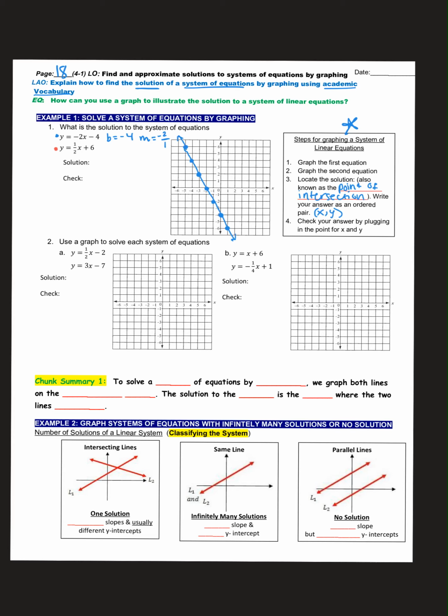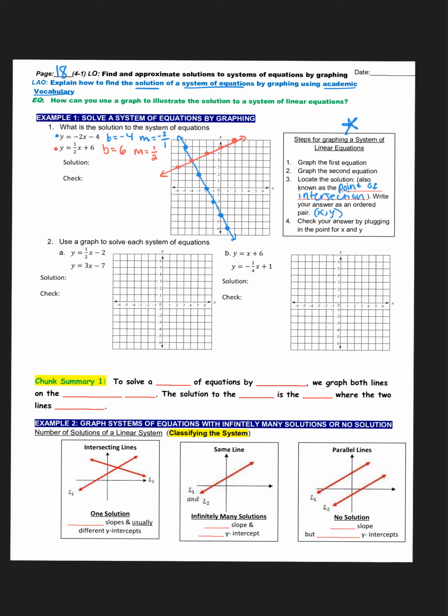Now let's do the red equation. So the red equation, the b is +6 and m is 1/2. So I'm going to start on the y-axis at 6 because that's where we begin. Up 1 and over 2. And going the other way, if I go down and left, that's a negative over a negative, which is still a positive. So I'm going to go down 1 and left 2, and down 1 and left 2, and down 1 and left 2 until I can't anymore, and then I will connect all of the dots.